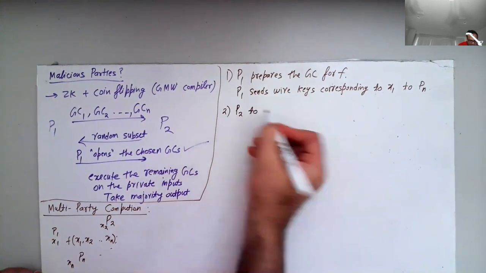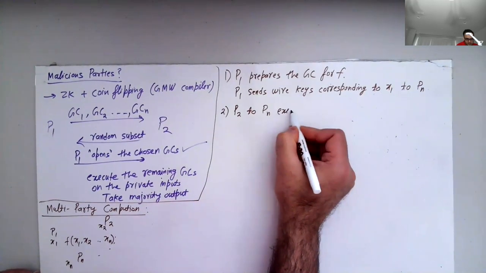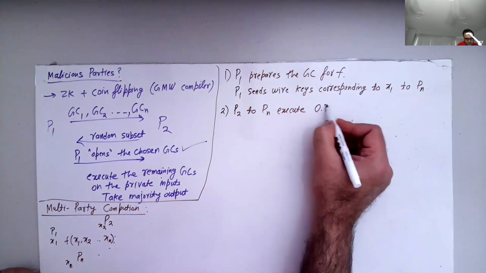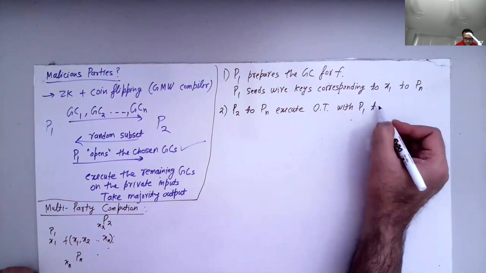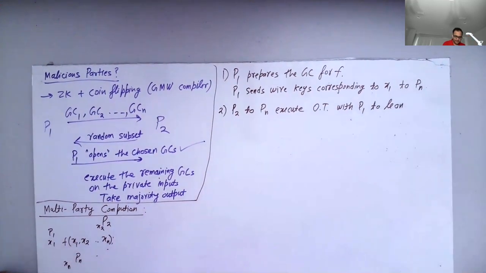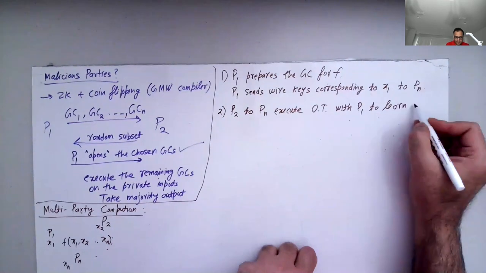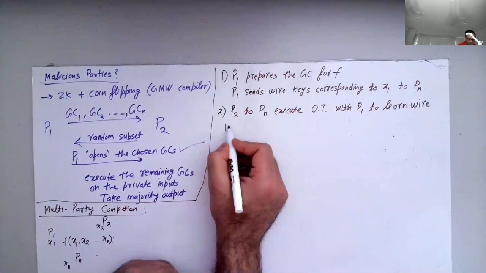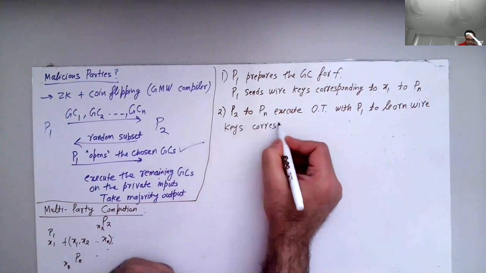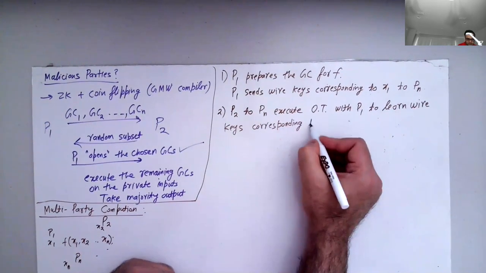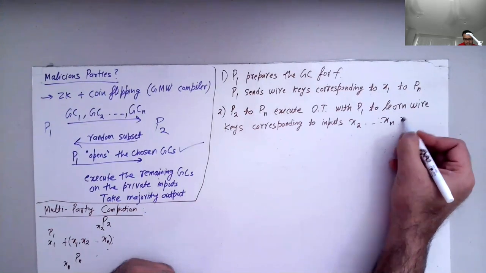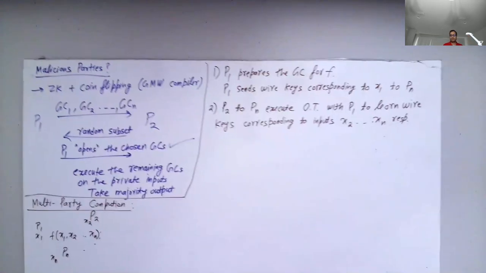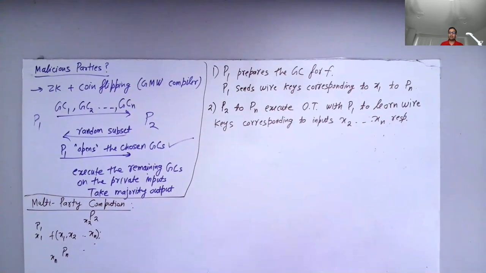So P2 to Pn execute one out of two oblivious transfers with P1 to learn wire keys corresponding to inputs X2 to Xn respectively, right? So for example, P2 will start, P2 has X2, so P2 will run the oblivious transfer with P1 and then get the keys corresponding to X2.